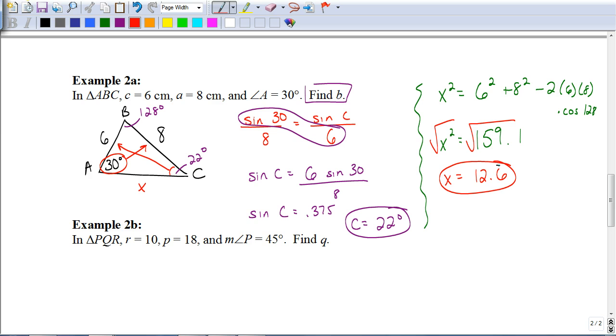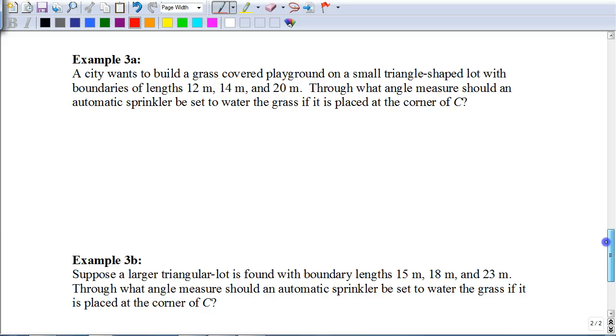So some of these are going to take multiple steps. Let's actually skip to a story problem, because these are going to be a little trickier. It says a city wants to build a grass-covered playground on a small triangle-shaped lot with boundaries of length 12, 14, and 20. So let's first create a triangle. Call it A, B, and C. The smallest length is 12. We'll say this is 14. We'll say this is your longest length, which is 20.